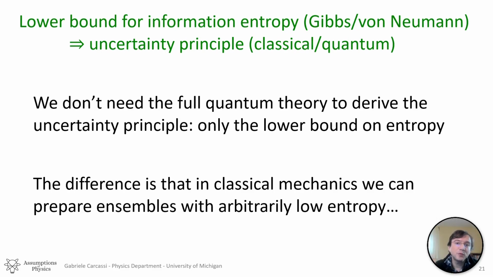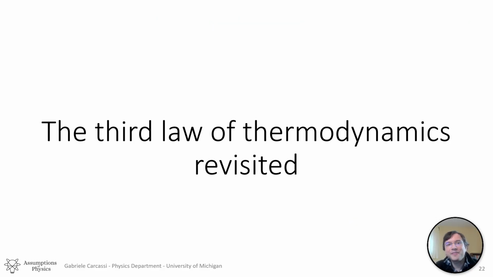So the difference between quantum and classical mechanics is that in classical mechanics, we can have a distribution with arbitrarily low entropy. So we can reduce the entropy, and therefore the uncertainty, as small as we want. But can we actually do that? This is something that the theory allows, but can we actually prepare those ensembles physically? And this leads us to the third section, the section on the third law of thermodynamics.